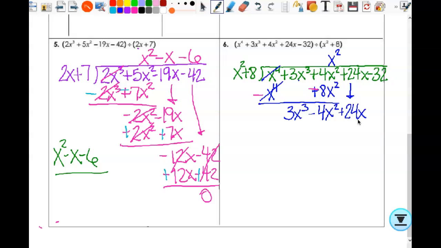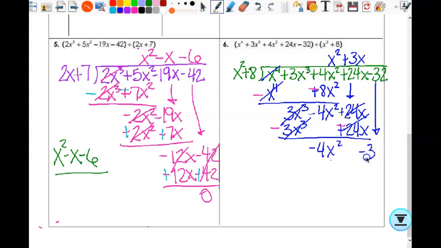All right, so then 3x cubed divided by x squared, positive 3x. Multiply it back. I get 3x cubed plus 24x. And I change the signs. Those zero out. Then negative 4x squared, negative 4x squared. Those zero out right there as well. That's fine. And then I just bring down my negative 32.